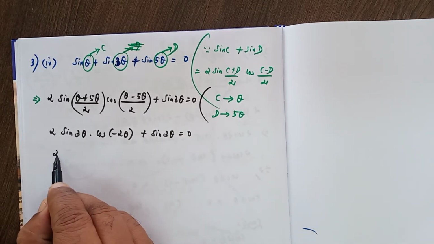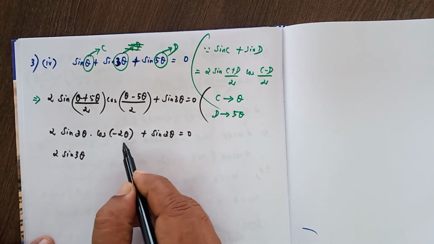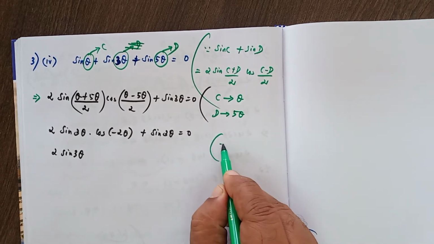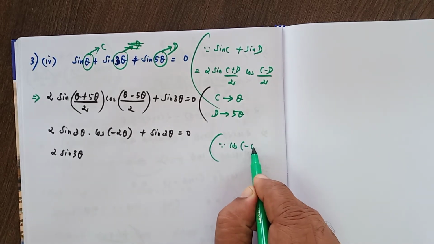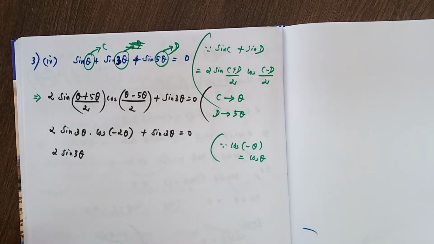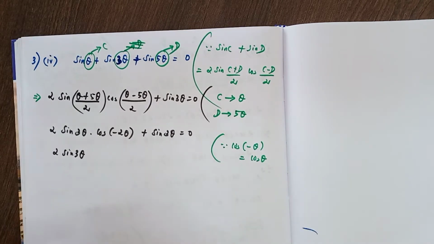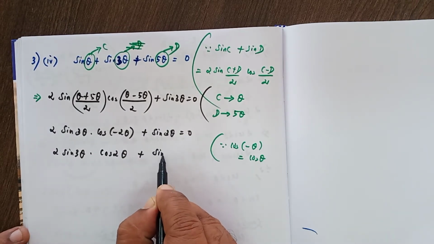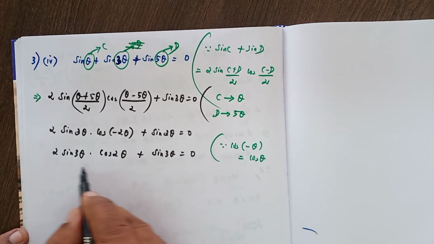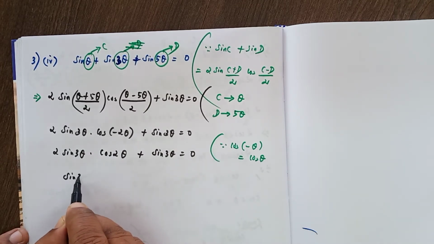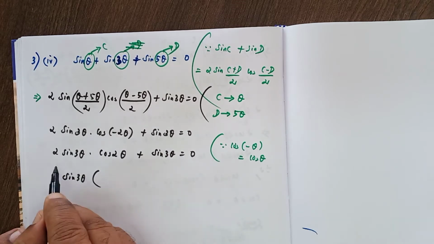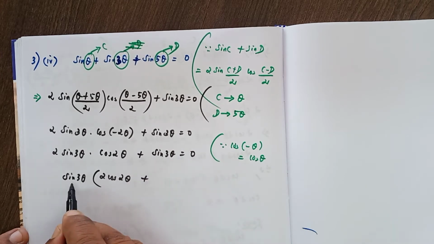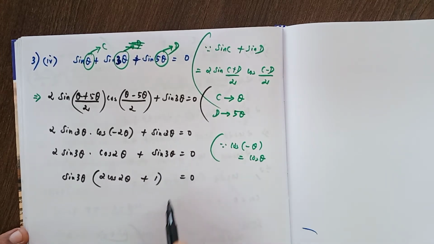Next step, 2 sin 3 theta. We know that cos of minus theta is equal to cos theta. Therefore, cos of minus 2 theta is equal to cos 2 theta, plus sin 3 theta equals 0. Now take only sin 3 theta as common. We will be getting 2 cos 2 theta plus 1 equals 0.